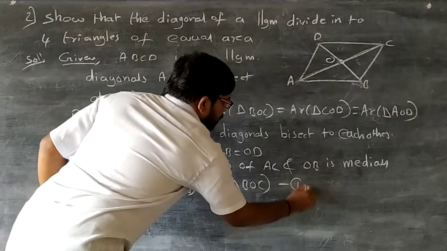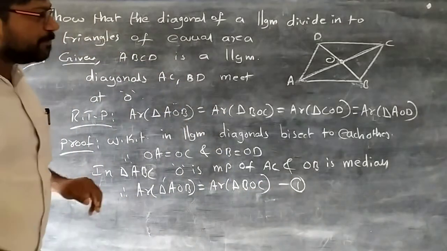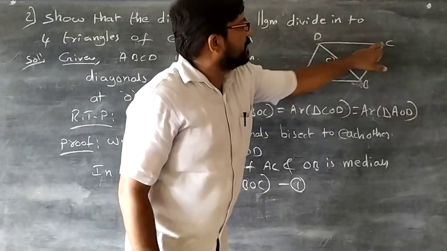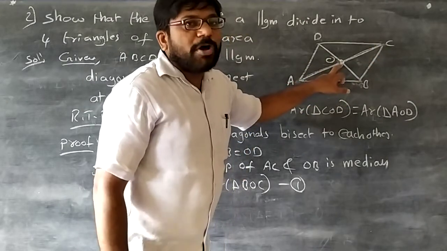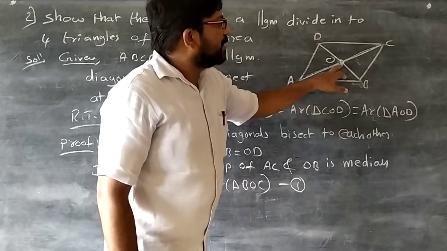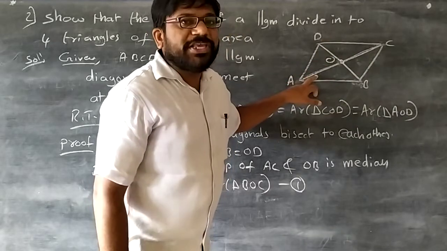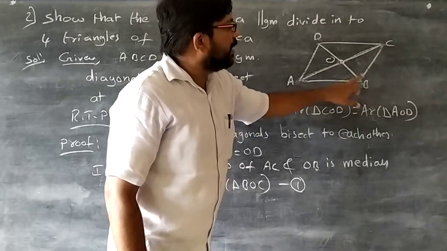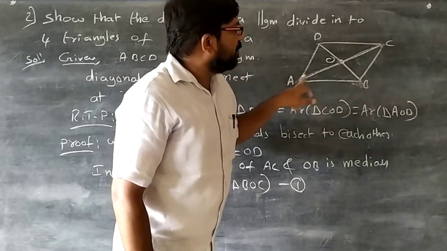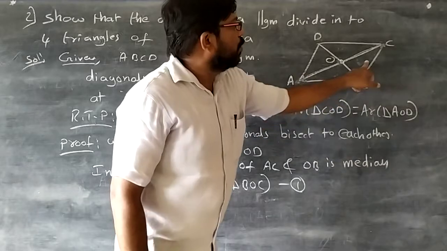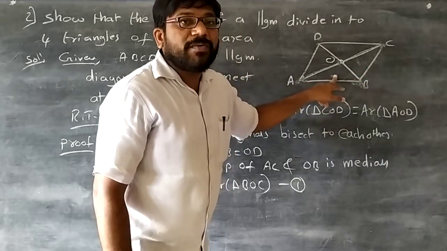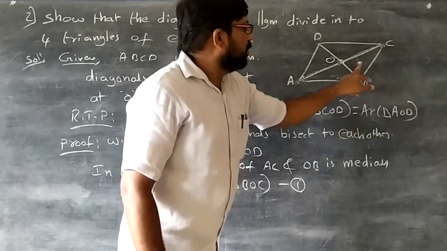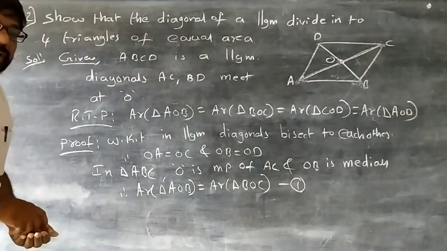Say 1. So once again listen. In triangle ABC, O is midpoint. Why? Because diagonals bisect each other. Means O is midpoint of AC and BO is median. This median divides the triangle ABC into two parts which are of equal area. That means area of triangle AOB is equal to BOC. These two are equal, right?